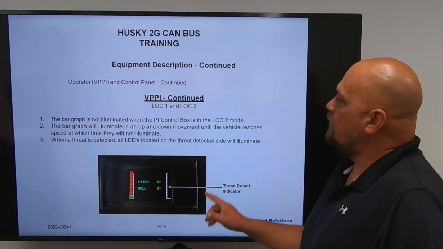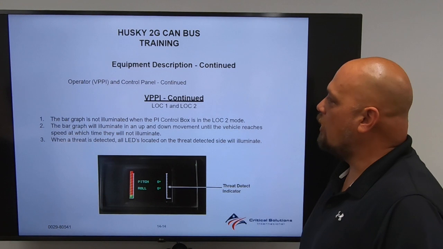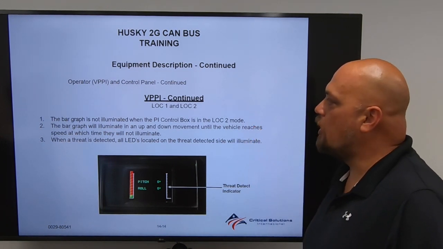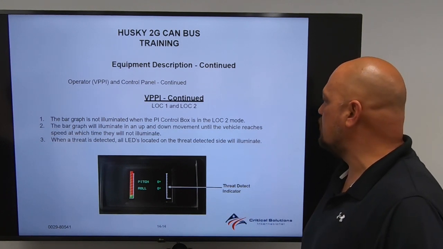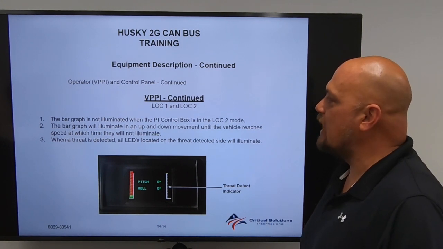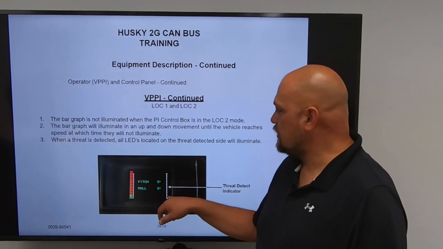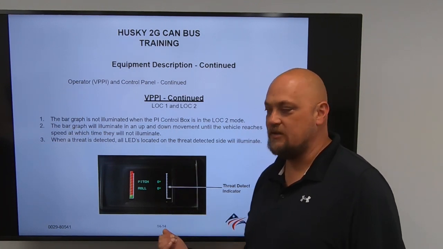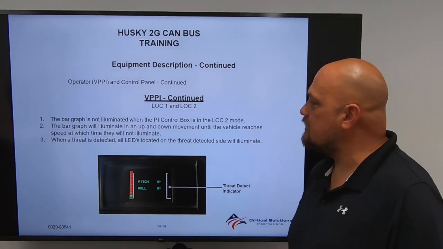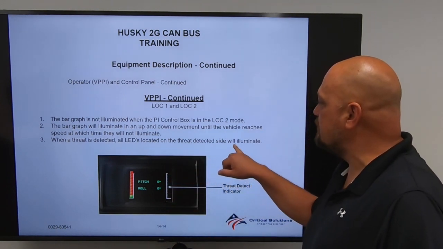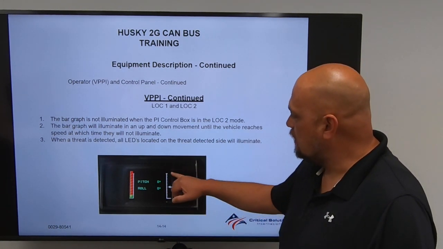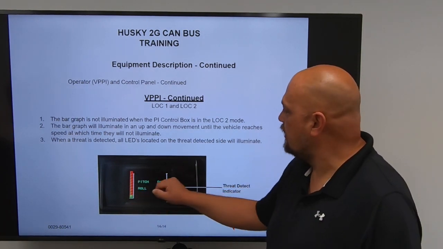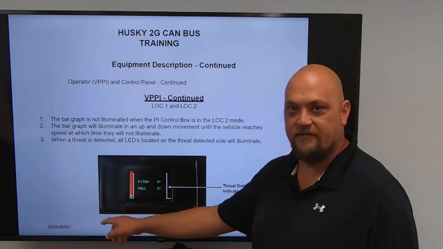VPPI continued. You have loc 1 and loc 2. The bar graph is not illuminated when the PI control box is in the loc 2 mode. The bar graph will illuminate in an up and down movement until the vehicle reaches speed, at which time they will not illuminate. These will not illuminate unless you are at that static speed or that relative speed that we had mentioned previously. When a threat is detected, all LEDs located on the threat detected side will illuminate. Again, no bars here. All bars on the left-hand side indicate a threat was detected on the left side.